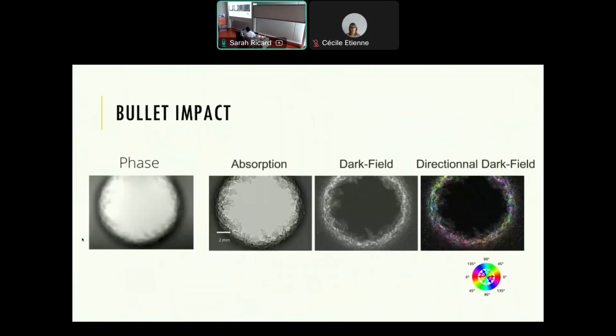And this is what you get from dark field. And this is the impact of a bullet from a gun on plastic, and what you see here is the nice orientation of how the fibers are affected by the bullet impact. Then if you want to have a special resolution within Optus.